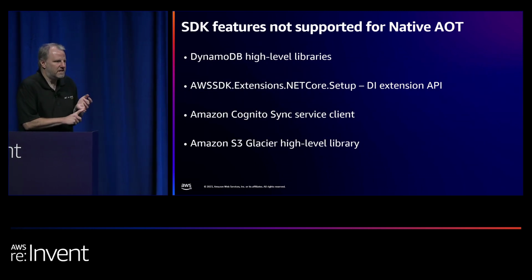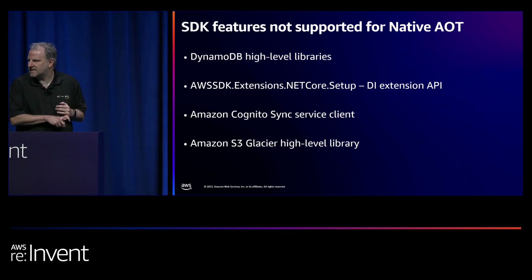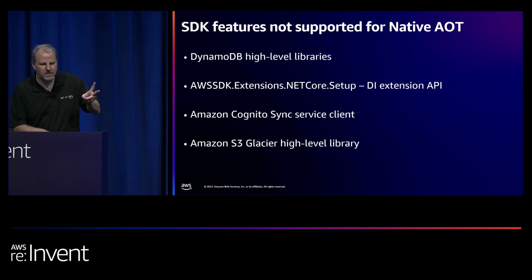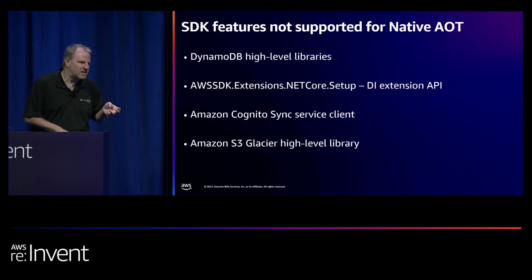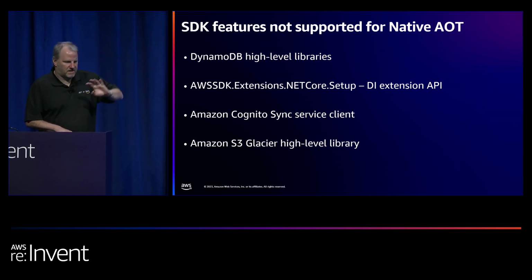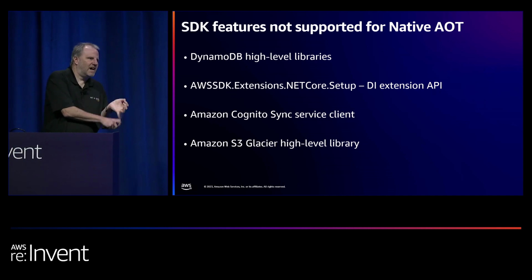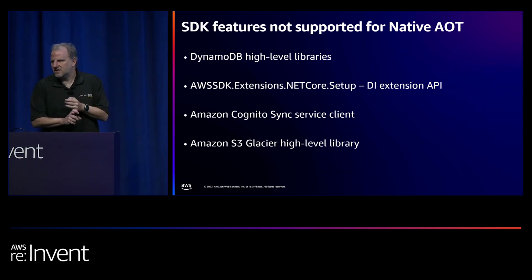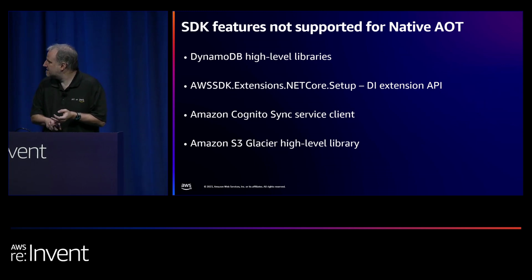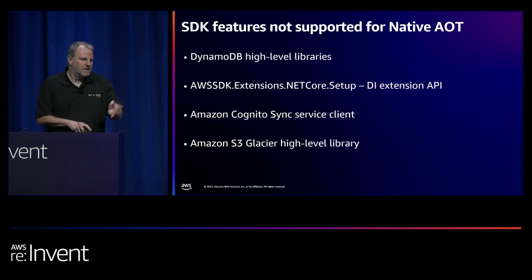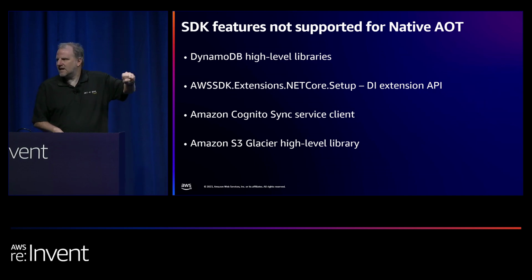Now, I mentioned there are a few things that don't work in the SDK with native AOT. The top two are the most likely things that you're going to care about. Not to say anything bad about the other ones, I just think that those two are the most common, which is the DynamoDB high-level libraries and the Extensions.NETCore.Setup. They both do a lot of reflection of things that are not known at compile time. So these things on the list do not mean that we can never make them work.